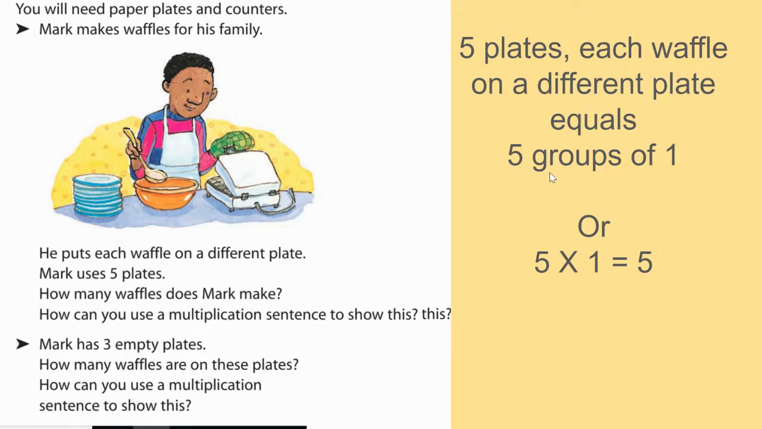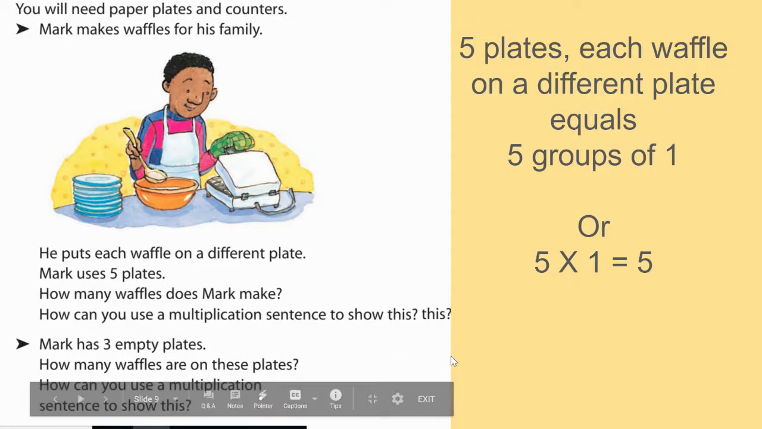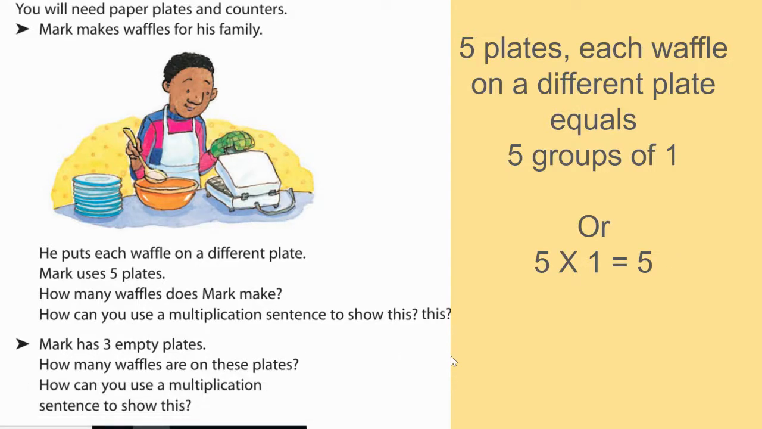So that equals 5 groups of 1, right? Or 5 times 1, which would equal 5. Because you have a total of 1 waffle on every plate, and there are 5 plates, 5 groups of 1. So 5 plates, 1 waffle on each plate equals 5. Okay? So the other equation, Mark has 3 empty plates. How many waffles are on these plates?